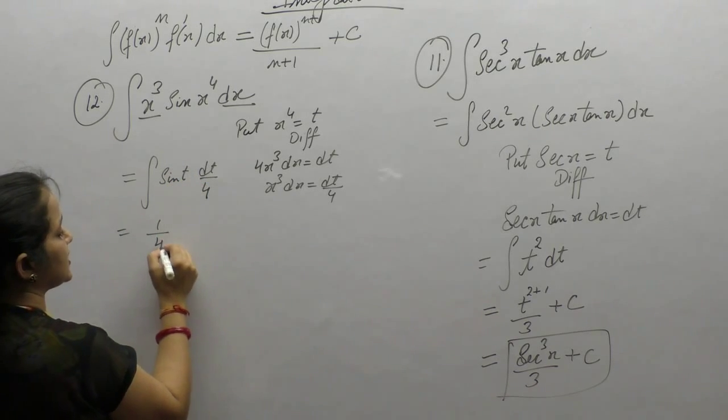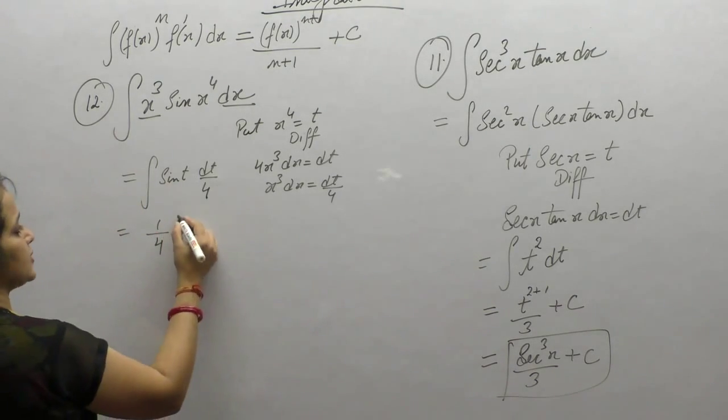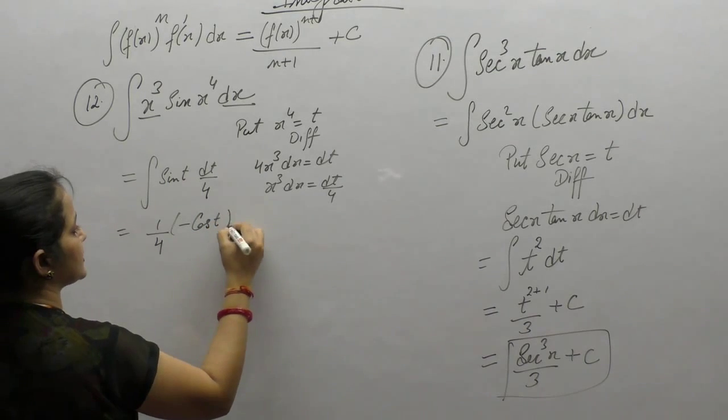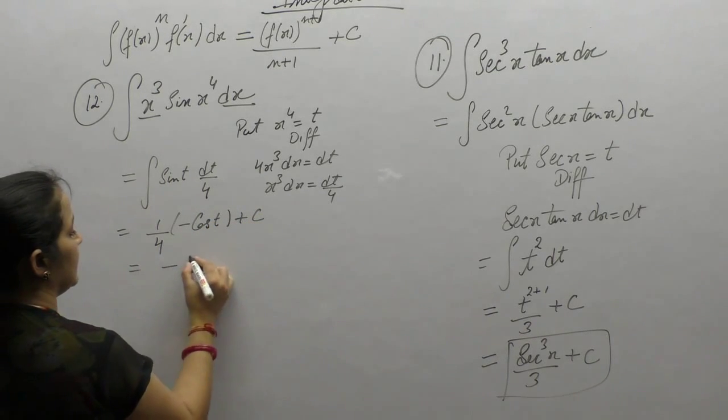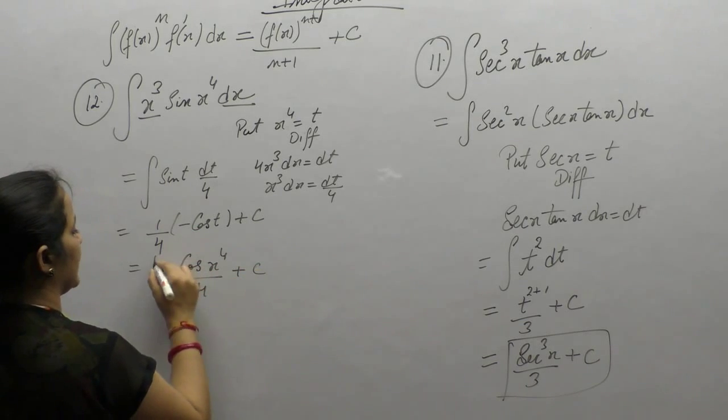1 by 4 is a constant. What is the integral of sine? The integral of sine is minus cos t plus c. So the answer is minus cos x⁴ upon 4 plus c.